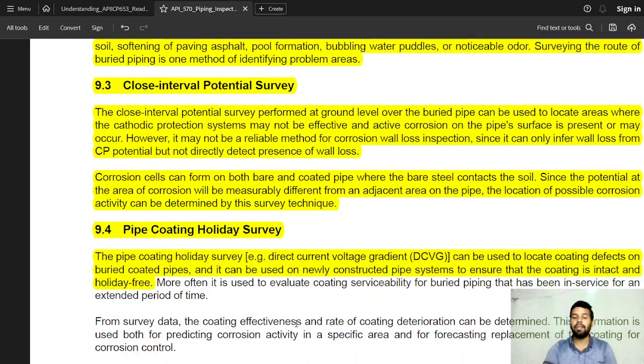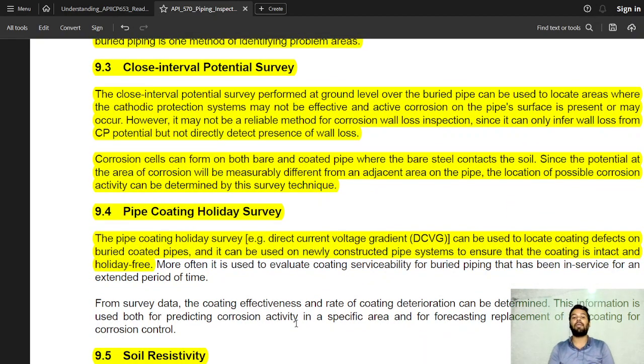Close interval potential surveys. Close interval potential surveys performed at the ground level over the buried pipe can be used to locate the areas where the cathodic protection system may not be effective, where active corrosion on the piping surface is present or may occur. However, it is not a reliable method for corrosion wall loss inspection since it can only infer wall loss from the cathodic protection potential but not directly detect the presence of wall loss. So it can tell you that some kind of wall loss is happening, but it cannot tell you what the remaining thickness would be.